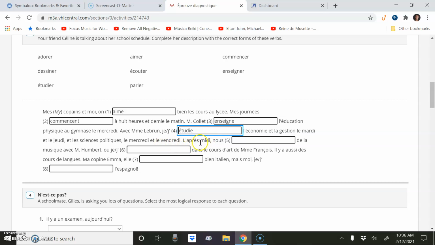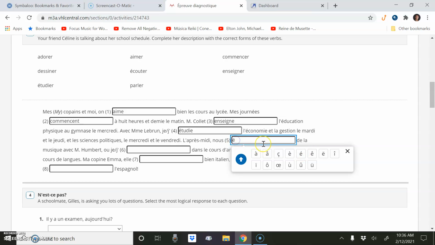et le vendredi. L'après-midi, nous blank de la musique. What do you do to music? You could like it or love it or talk it, but the best thing to do with music is to listen to it. Yay! So we're going to do écouter, but ooh, you have to conjugate. Écouter. Drop off the ER, and what's the ending for nous? ONS, you got it.